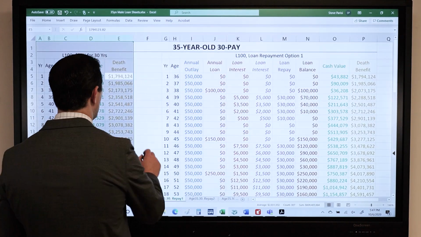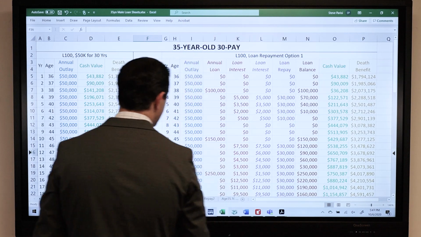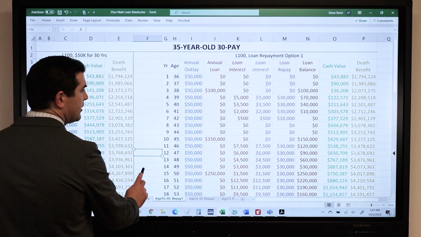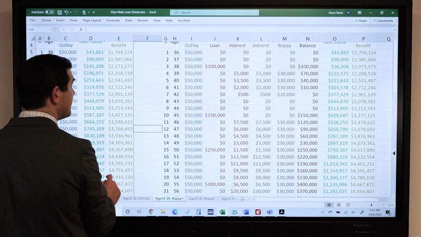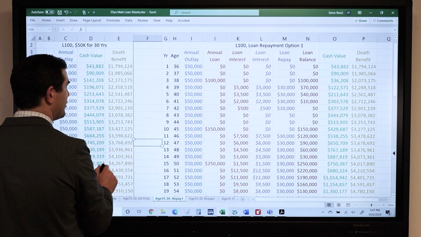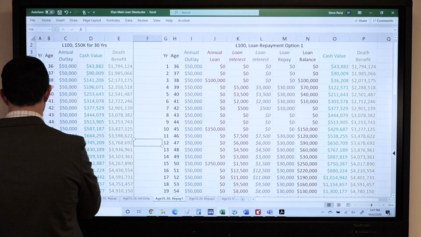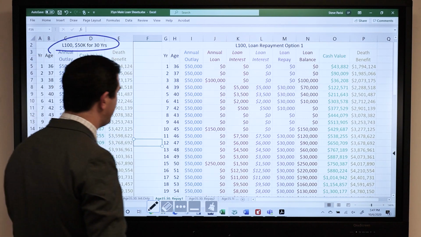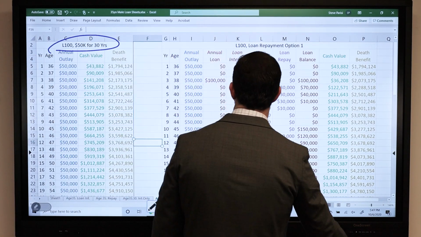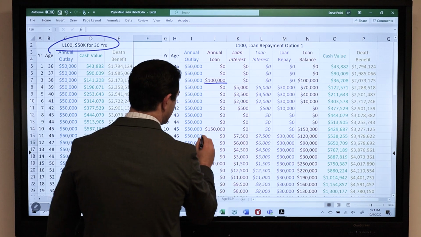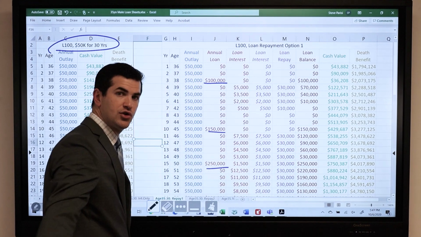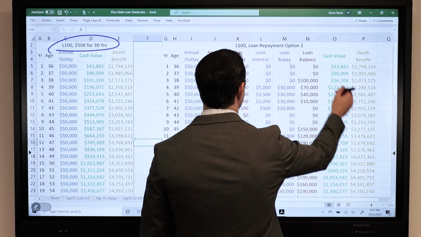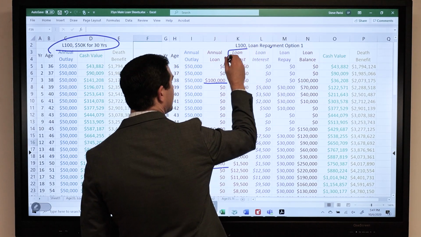Repayment option 1. Here we go. So what we're going to do here is just pay the loan back at $30,000 per year. That's it. So here's our growth sample. When we pay money in, let it sit and grow. Same loans, 100, 150, 250, so on and so on. Loan interest, here we go.